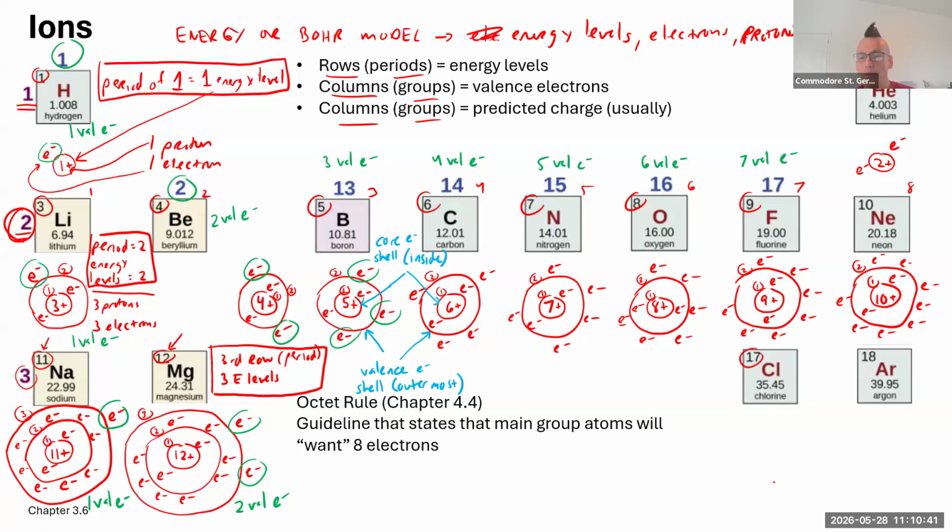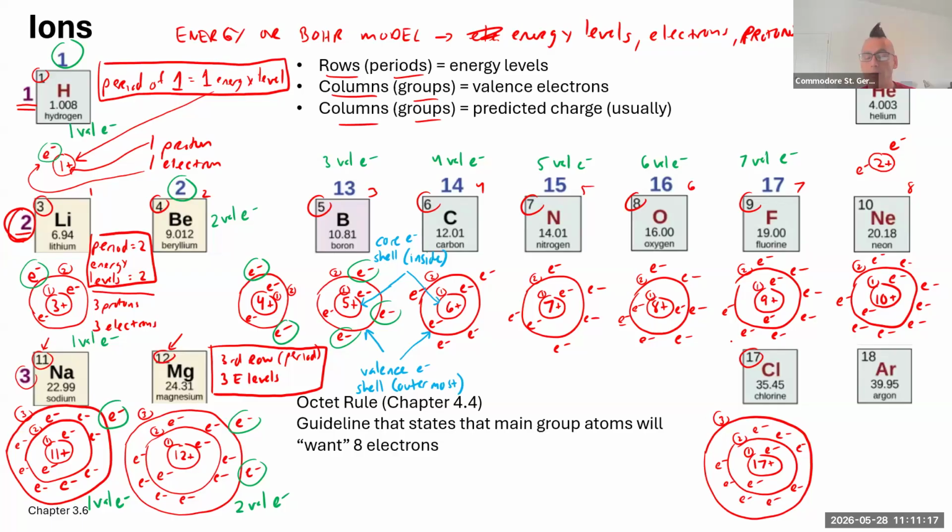Chlorine has 17 protons. It's in the third row, so it's going to have three energy levels. I'm going to guess that this one has seven valence electrons because fluorine has seven valence electrons. So this is, again, third row, which means three energy levels. So we have one, two, three, four, five, six, seven, eight, nine, and 10.